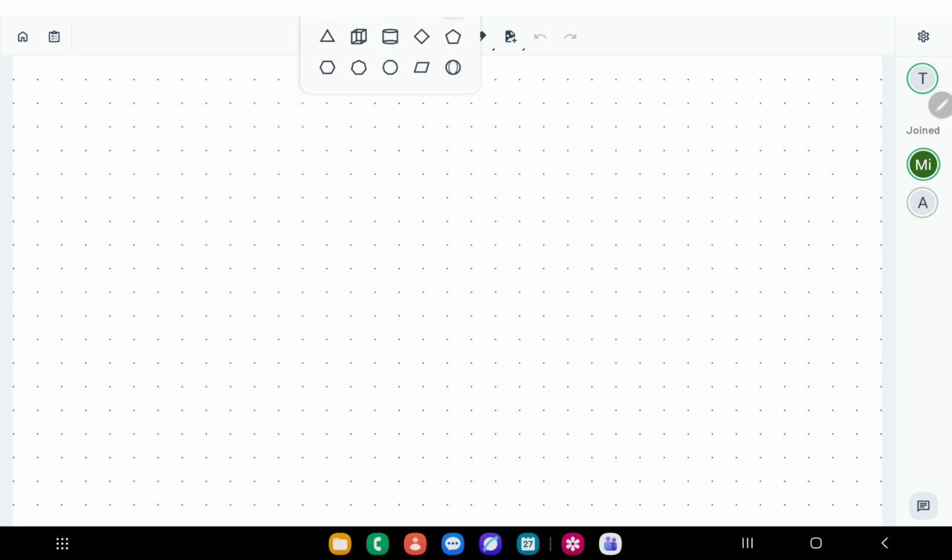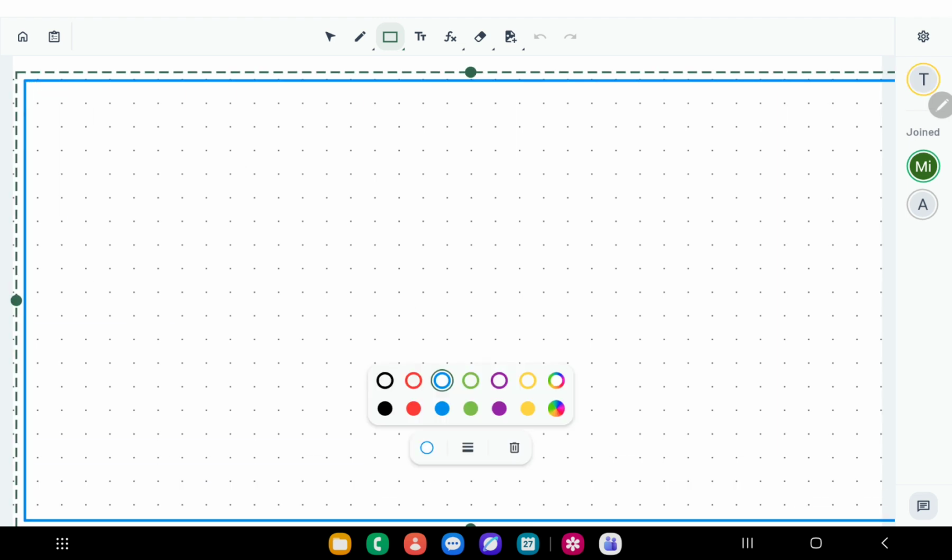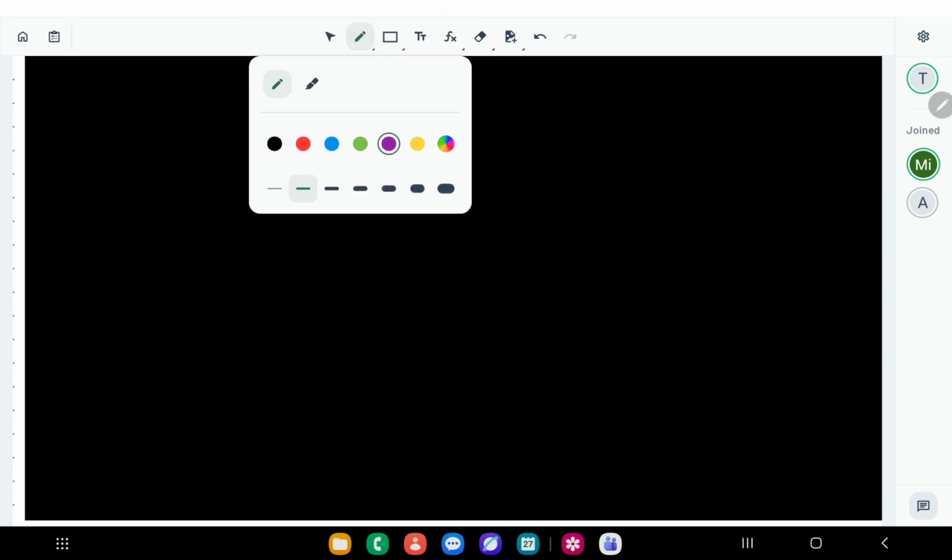Okay. Can I change this to dark? It's too bright. Okay. It's just like it's different from a person.